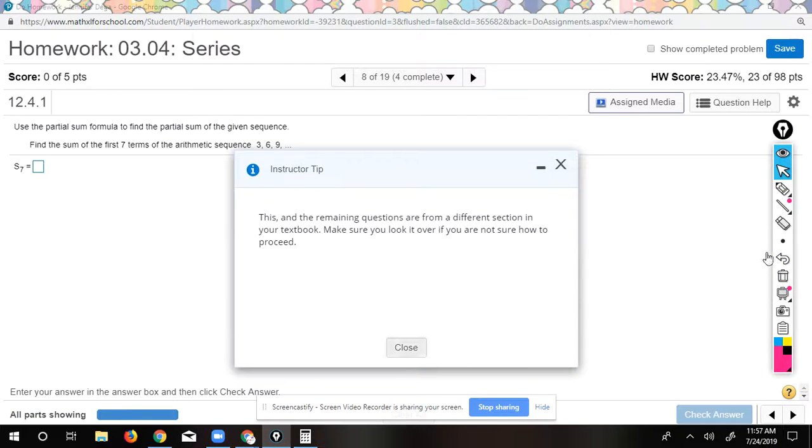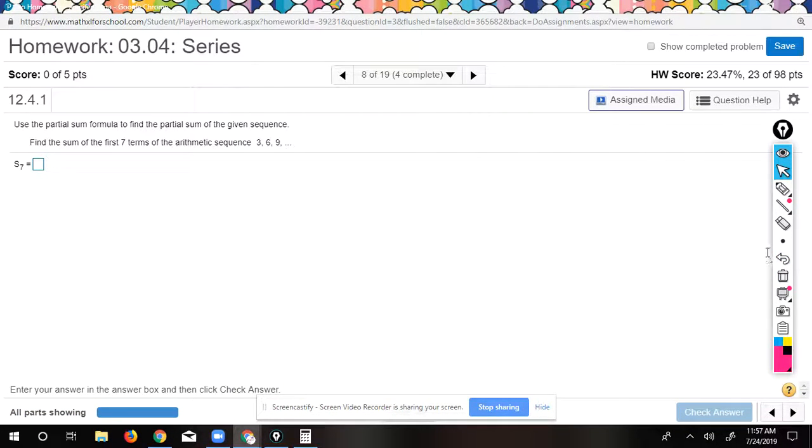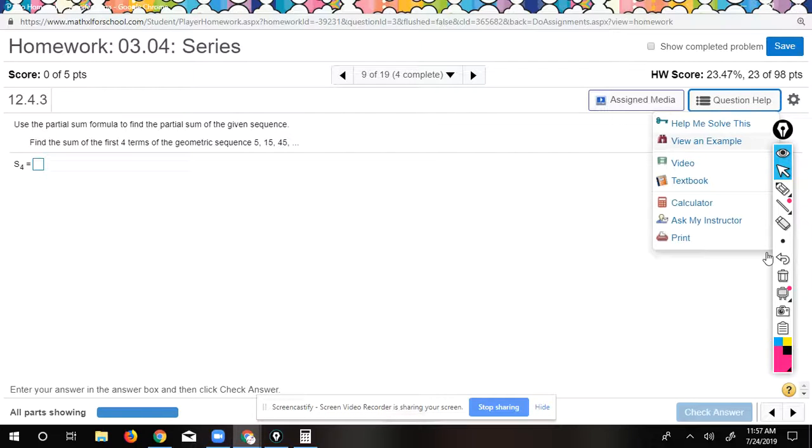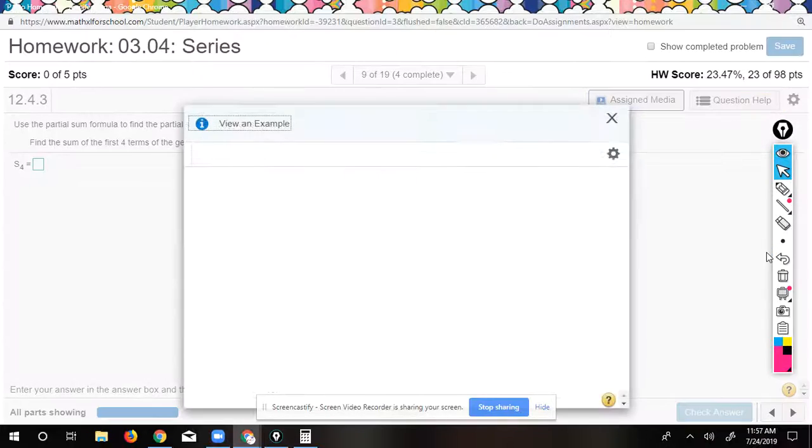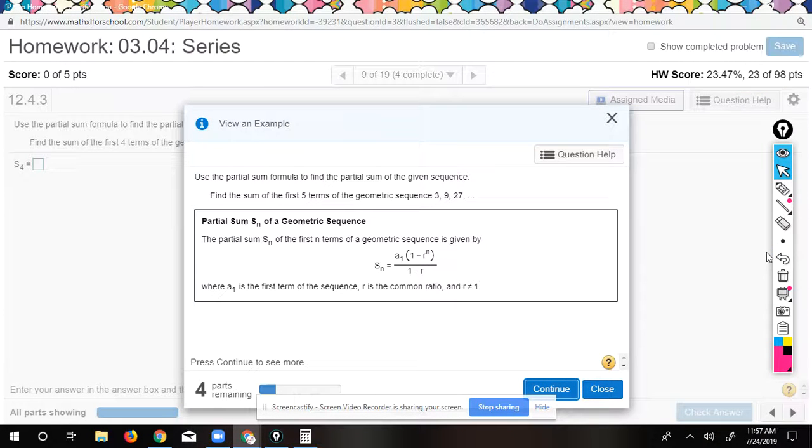So now we're talking about partial sums. So we'll definitely have to look up a formula here. Use the partial sum formula to find the partial sum of the given sequence. So for here, I'm actually going to refer to our help menu. I'm going to go to view an example. So here's the partial sum formula. I'm going to write it down.